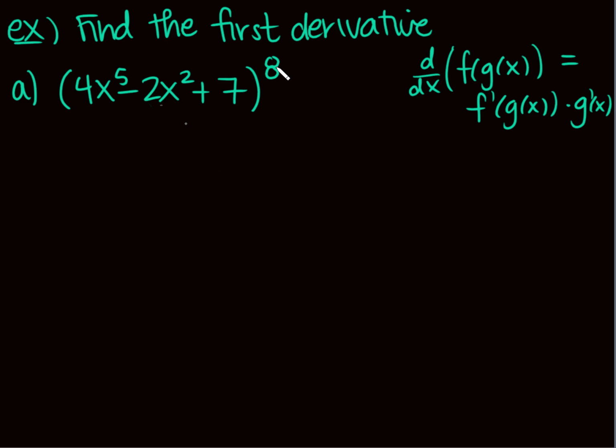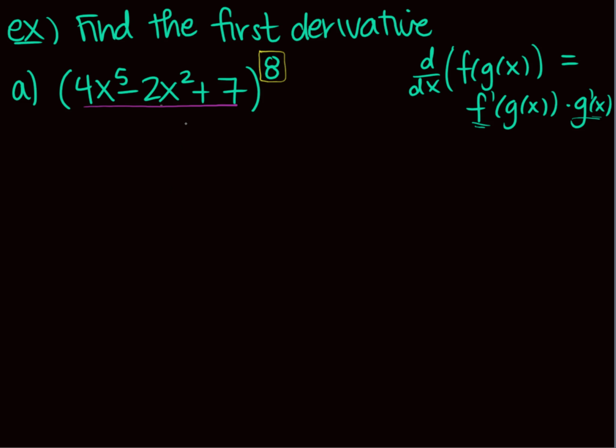Do something productive probably. So here's what the chain rule says. What you want to think about is, what is my outside function? That's what you need to identify first. And then what is my inside function? It's pretty easy to see here. My inside function is there in purple. That's going to be that 4x to the 5th minus 2x squared plus 7. My outside function is going to be something raised to the 8th power.